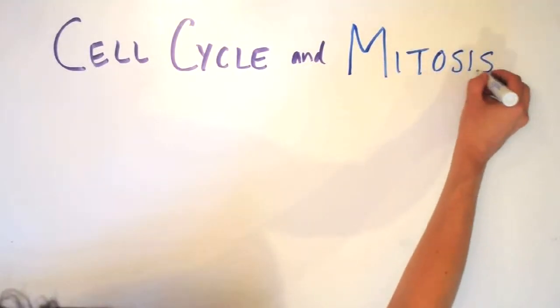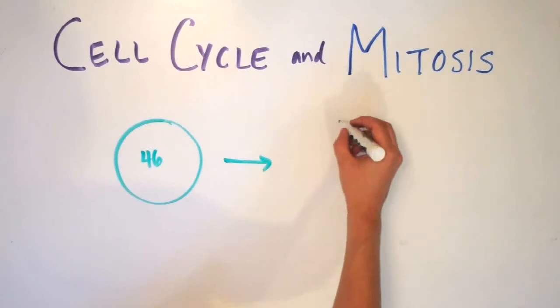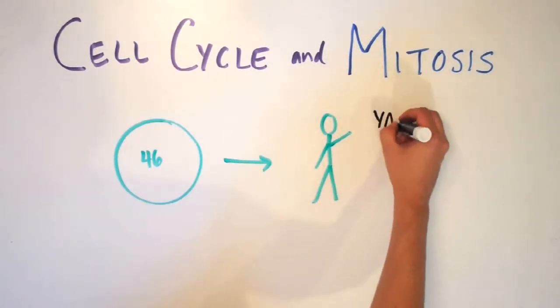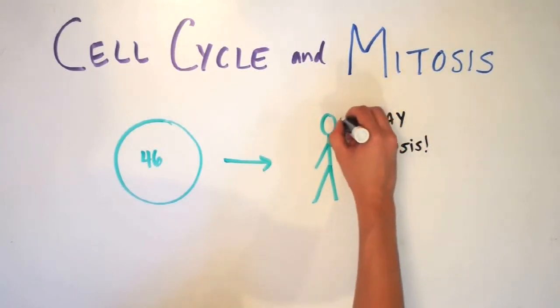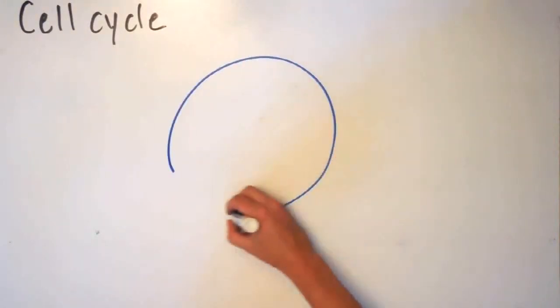The process of cell division is how a single cell fertilized egg transforms into a multicellular organism. Mitosis ensures that the genetic content of a cell, DNA in the form of chromosomes, is replicated faithfully in each daughter cell. Let's take a closer look at the cell cycle.